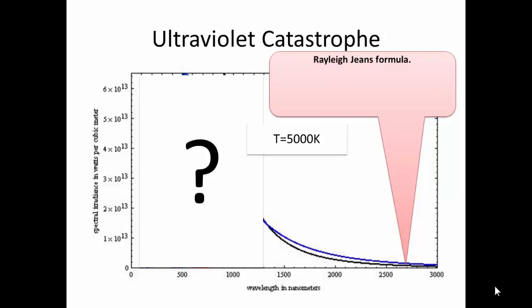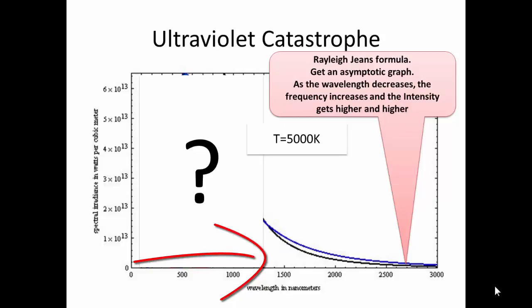this is the energy that was predicted by this Rayleigh-Jeans formula, which basically had this blue curve here. And it predicted that as the wavelength got shorter, in other words the frequency got higher, we got this asymptotic graph towards the low wavelengths. So basically, as the wavelength decreases, the frequency increases and the intensity gets higher and higher and higher. In fact, it will go off to infinity. And there was a bit of a problem with this because ultraviolet shouldn't do that. They knew that ultraviolet would have lots of energy, but it basically didn't fit with what the observation was.